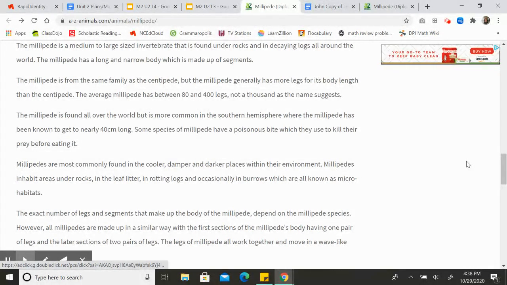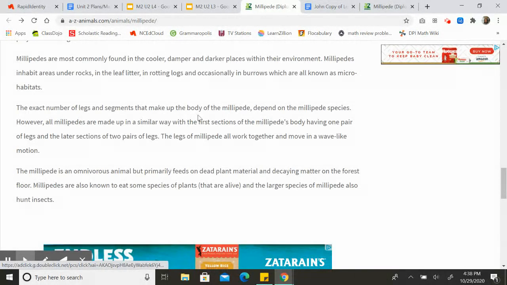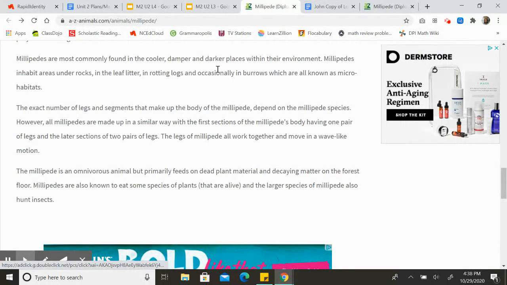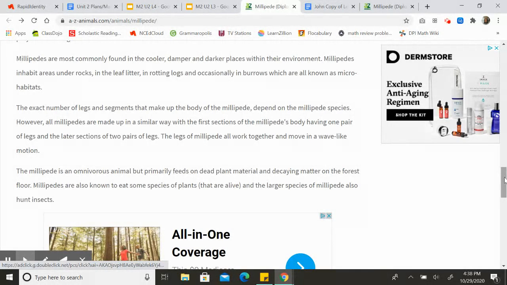Some species of millipede have a poisonous bite, which they use to kill their prey before eating it. Millipedes are most commonly found in cooler, damper, darker places within their environment. Millipedes inhabit areas under rocks, in the leaf litter, in rotting logs, and occasionally in burrows, which are known as microhabitats. The exact number of legs and segments that make up the body of a millipede depend on the millipede species. However, all millipedes are made up in a similar way, with the first sections of the millipede's body having one pair of legs, the later sections having two pairs of legs.